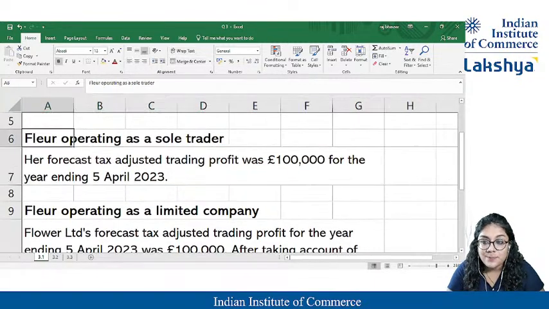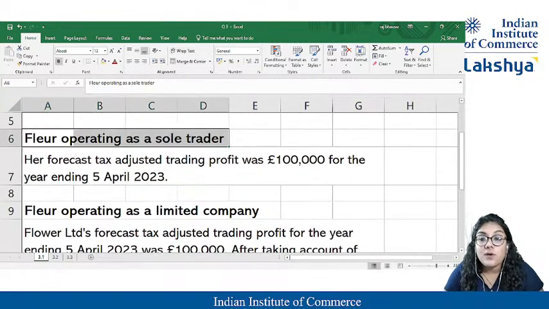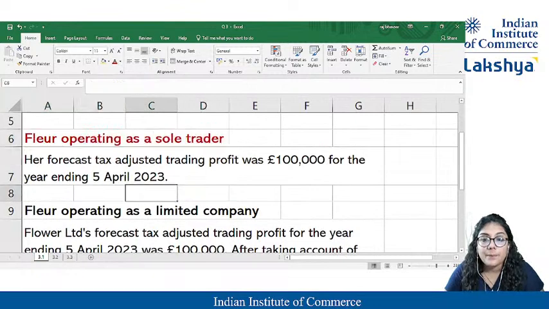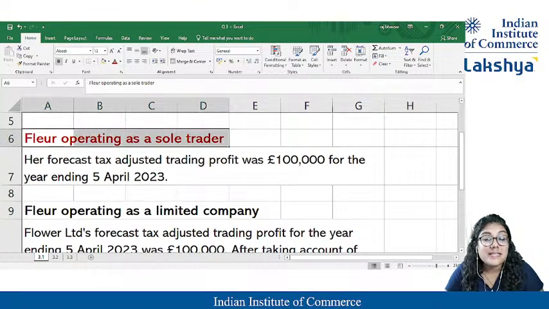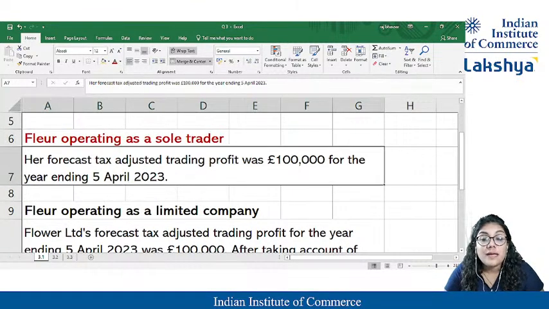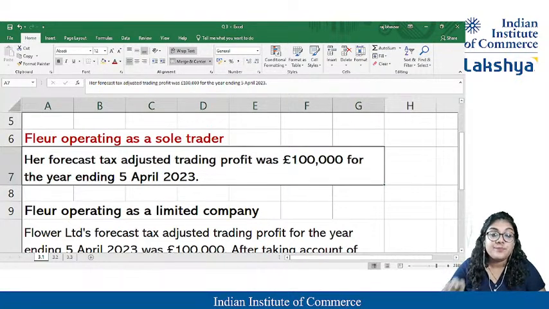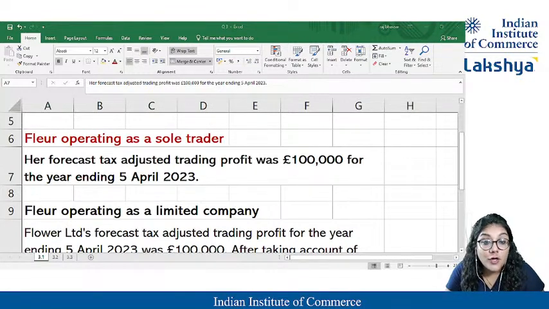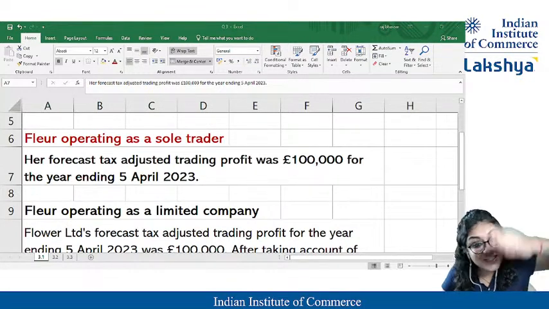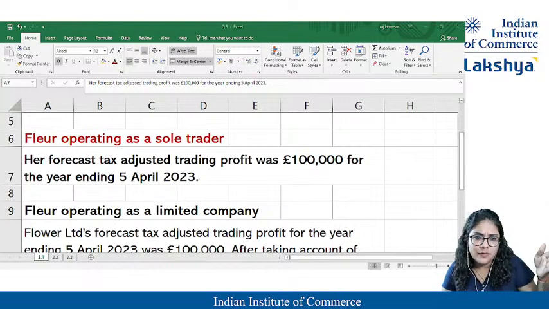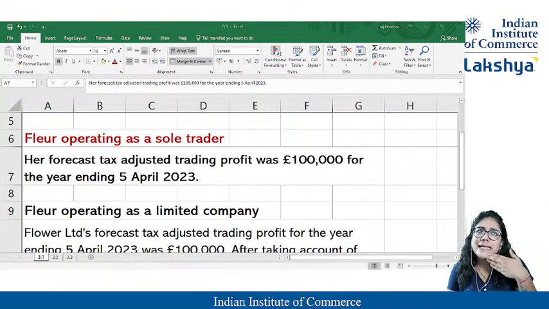What have they asked us? Fleur is operating as a sole trader. If she is operating as a sole trader, her forecast trading profit for the next year is 1 lakh. So they thought that if she is acting as a sole trader, next year she will be earning 1 lakh as profit, and accordingly they have given in the question itself what the income will be that she will be earning.